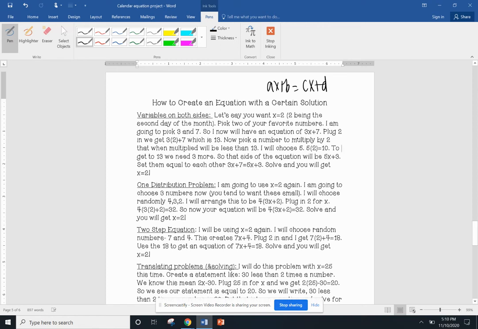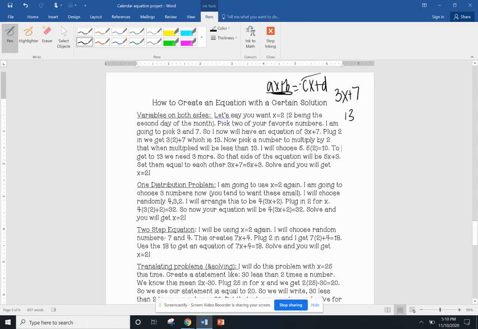So that's where I got the 3 and 7 in this proper way, because this a becomes a 3 and this b becomes a 7. And then I plug 2 in because that is my x. So when I plug 2 in for this, I get 6 plus 7, which is 13. So now I know that this side over here is 13.